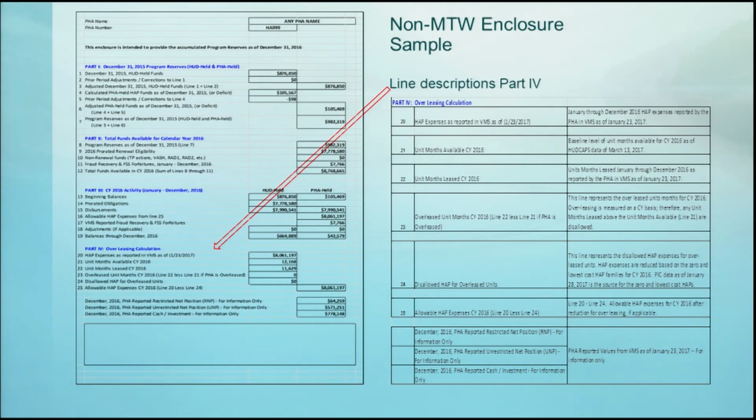The next area of the enclosure is the actual VMS reported data for information only. The final area is the comments area where the HUD financial analyst will provide additional information, usually on any adjustments applied to the enclosure. If you have any questions after you receive the enclosure, please contact your HUD financial analyst or the field office point of contact.